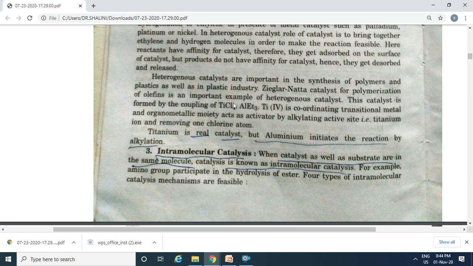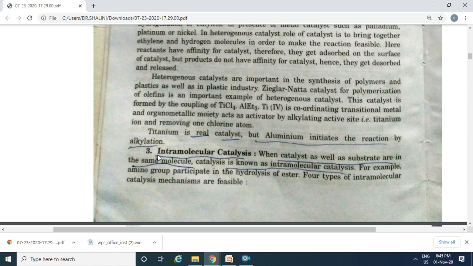Ziegler-Natta catalyst for polymerization of olefins is an important example of a heterogeneous catalyst. This catalyst is formed by the coupling of TiCl4, where titanium 4 is the coordinating transition metal, and the organometallic moiety acts as an activator by alkylating the active sites, that is the titanium ion, and removing one chlorine atom.